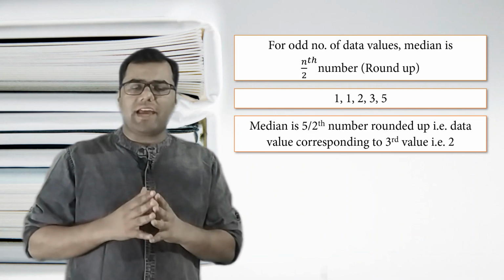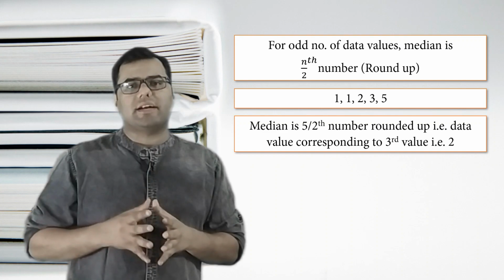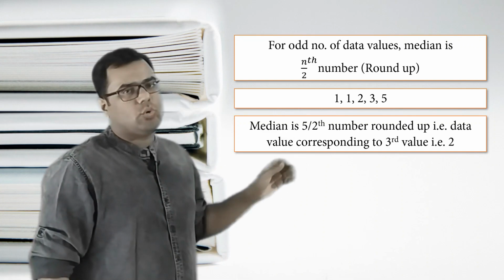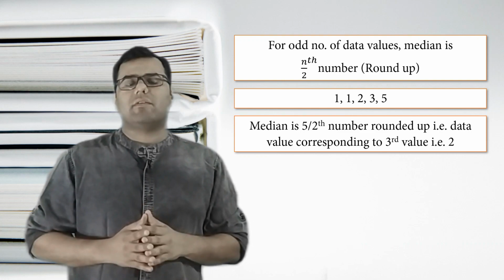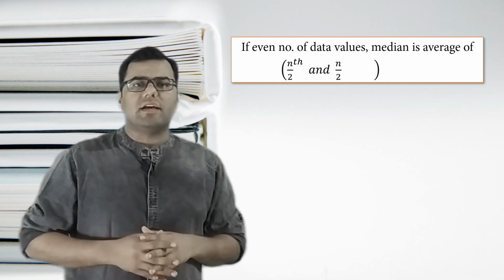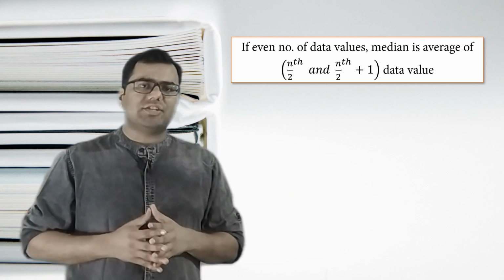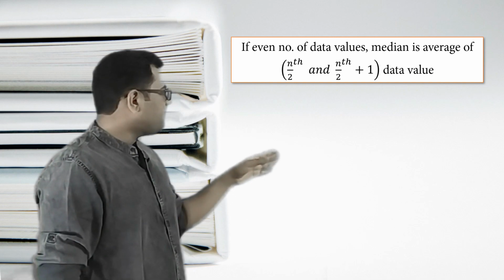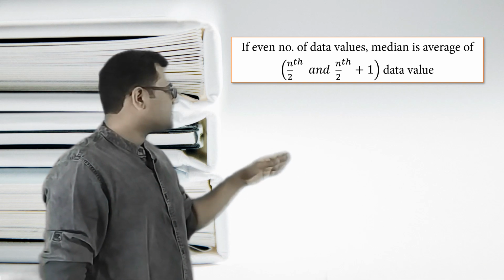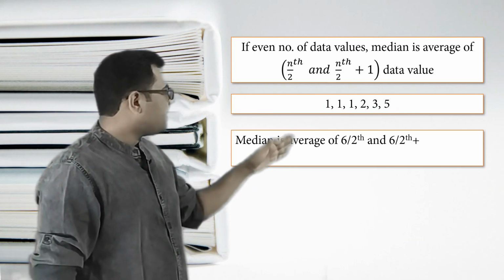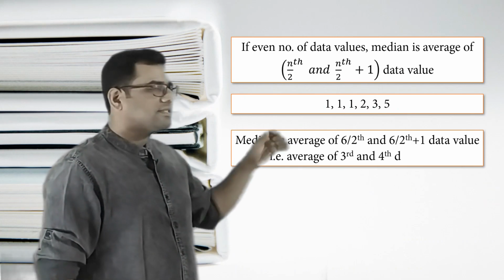However, we have already arranged it in ascending or descending order. If you have arranged it in ascending order, you will see that the third number again is 2, and then 2 is our median. Similarly, if the number of data values in the data set is even, then our median shall be the average of the two middle values. These two middle values are the n by 2th number and the n by 2 plus 1th number. That is the average of the third and fourth number in the case of our second example.